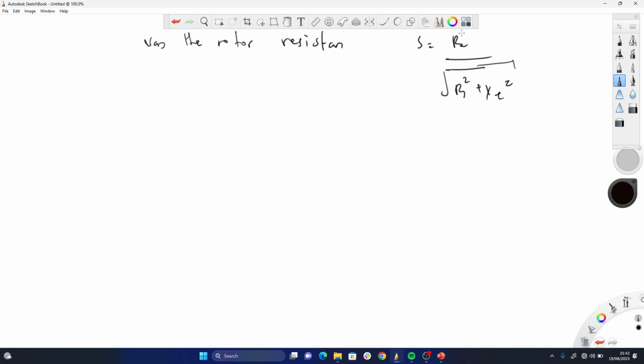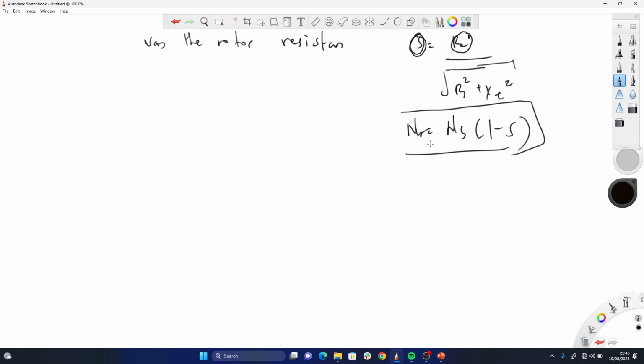So you can see that as I vary the rotor resistance R2 prime here, it has an effect on the slip. And once it has an effect on the slip, it will subsequently have an effect on the speed. Consider that speed is NS into bracket 1 minus slip. Okay, so that's how that one works.